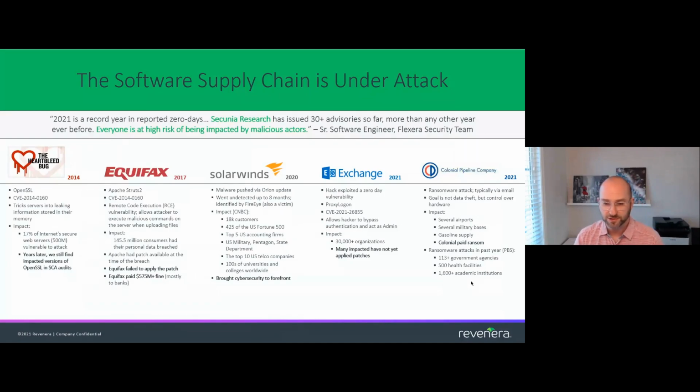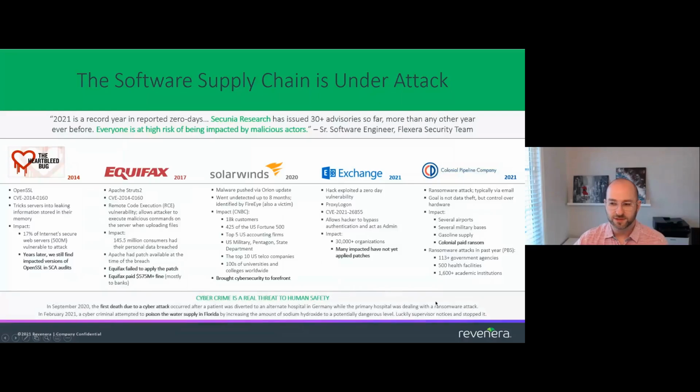Here, it was infrastructure, right? It impacted a gasoline company, a pipeline company, airports, military bases, and gasoline supplies, and ultimately Colonial paid close to $5 million ransom to get out of this, right? So the point here is you attack for money, you attack for data, you attack for disruption. And it's really important to understand those vectors so you can do a good job of securing your software.